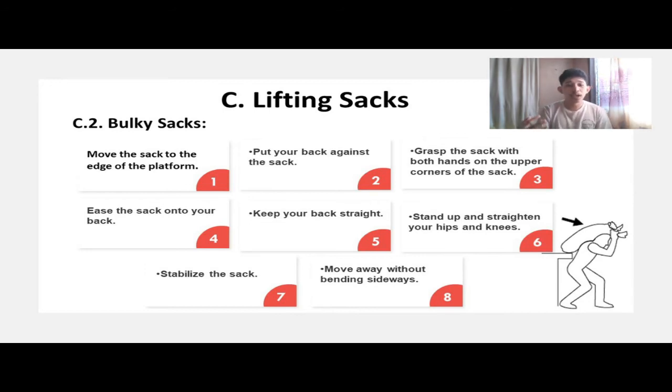So the first thing that we need to remember in carrying bulky sacks is to move the sack to the edge of the platform. So that is the first thing that we need to do.